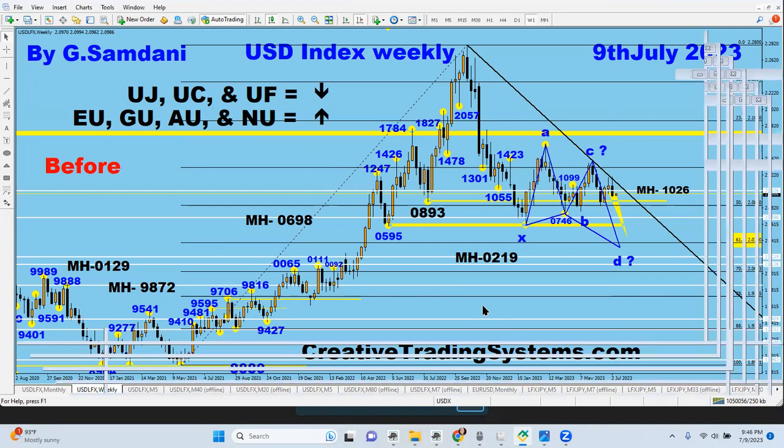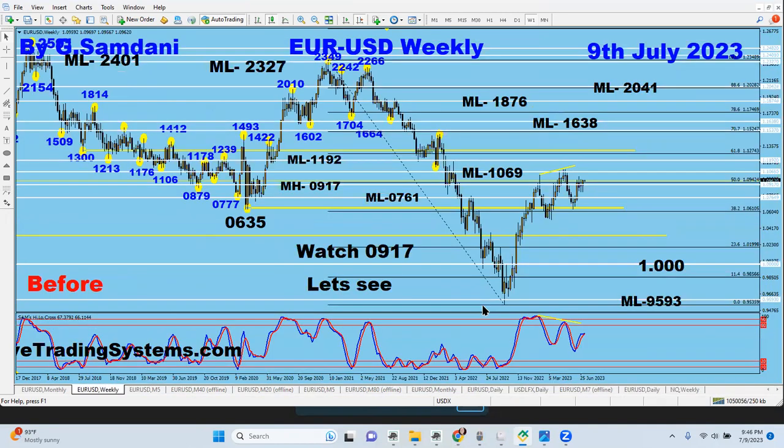And if we can have our long setup later on in the London session, we will take it. Now you can see this one here. In the last webinar, I explained that this is the pattern, we call it a running flat. You draw the fib from here to here, 61% is right there. So if the USD weakness, we can bounce from here just above 0917.